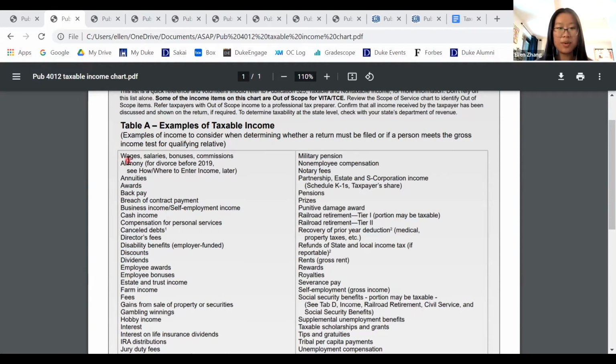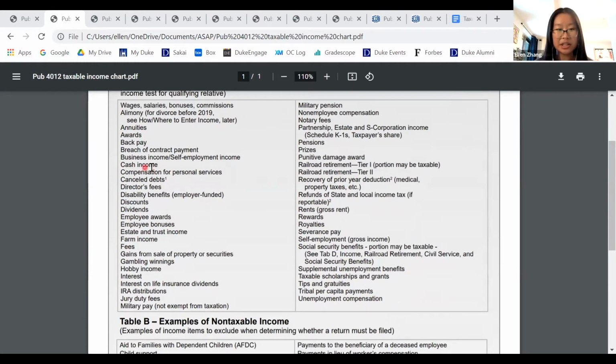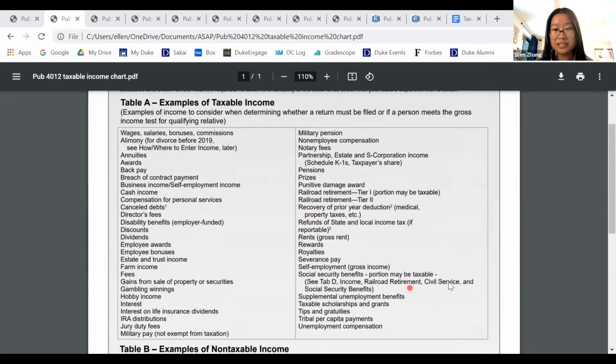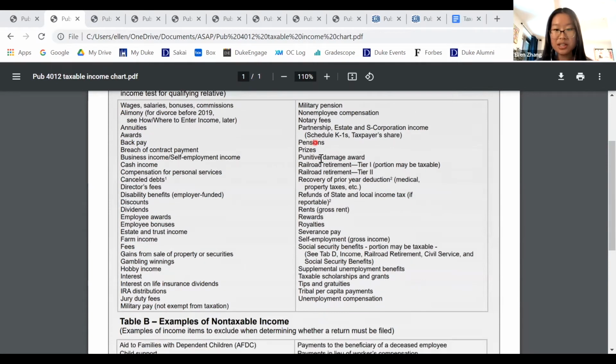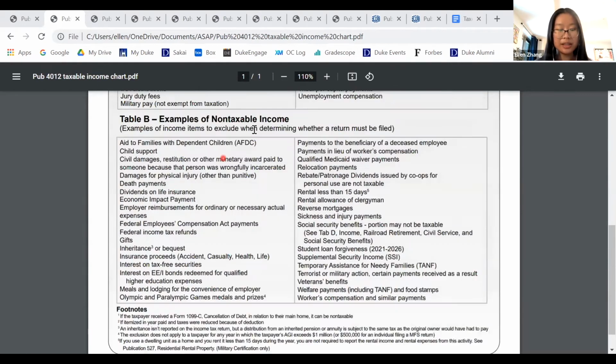They include wages, any cash income you make, dividends, any awards or employee bonuses, fees, gambling winnings, interest. You also have pensions, rewards or royalties, and sometimes taxable scholarships and grants. Now, for non-taxable income, these usually include things like child support, death payments, the economic impact payment, otherwise known as the stimulus check, that is non-taxable income.